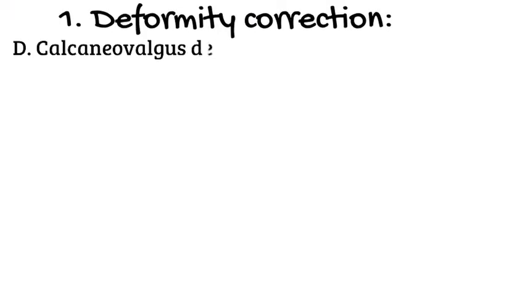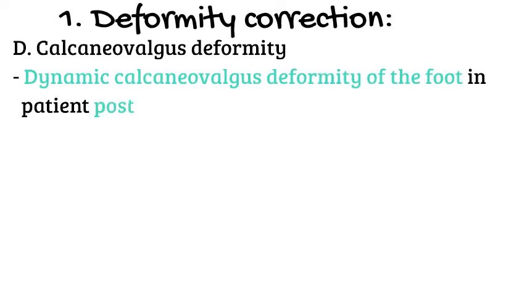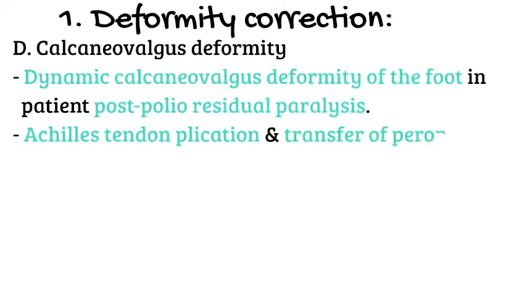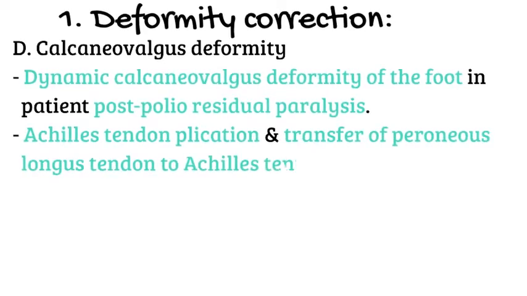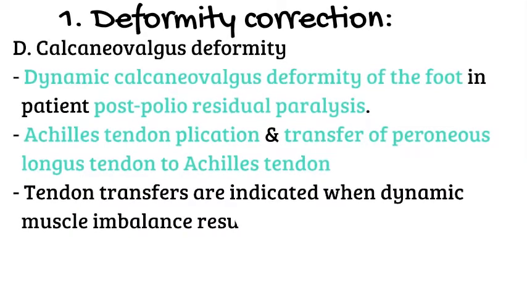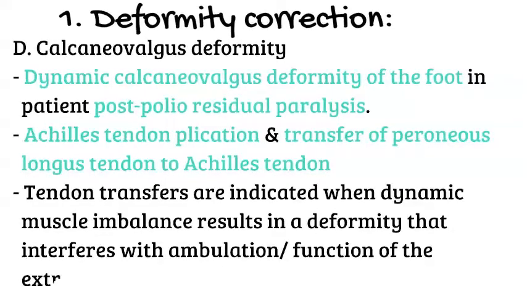For D, deformity correction in calcaneovalgus deformity. Dynamic calcaneovalgus deformity of the foot usually occurs in patients with post-polio residual paralysis. Achilles tendon plication and transfer of peroneus longus tendon to Achilles tendon can be done. Tendon transfers are indicated when dynamic muscle imbalance results in a deformity that interferes with ambulation or function of the extremities.